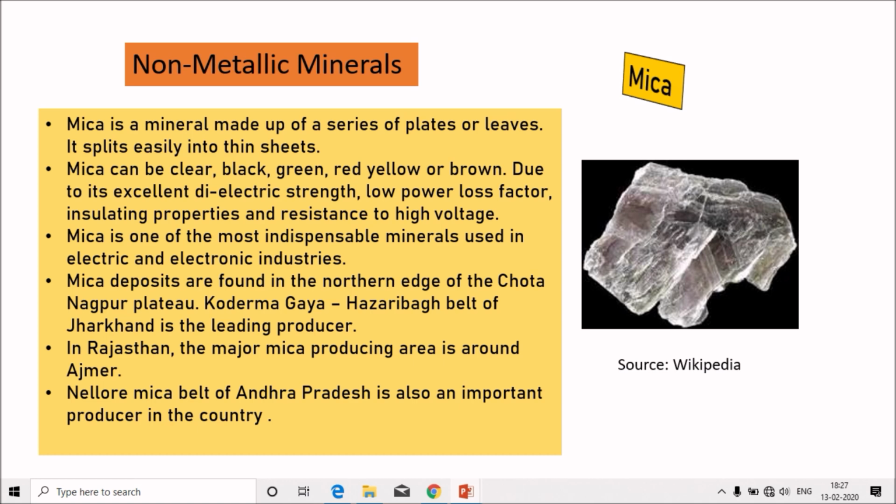Mica deposits are found or located in the northern edge of Chota Nagpur plateau, Koderma at Gaya, Hazaribagh belt of Jharkhand, which are the leading producers. It is also found in places of Rajasthan. Major mica producing area in Rajasthan is at Ajmer. Then we have Nellore mica belt of Andhra Pradesh, which is also an important producer of mica in the country.